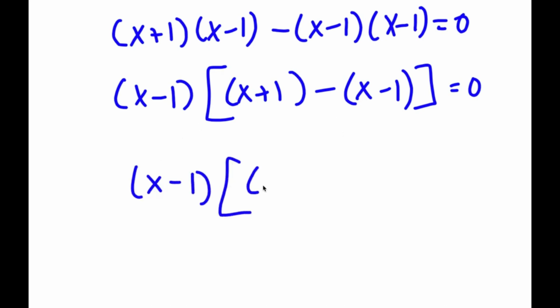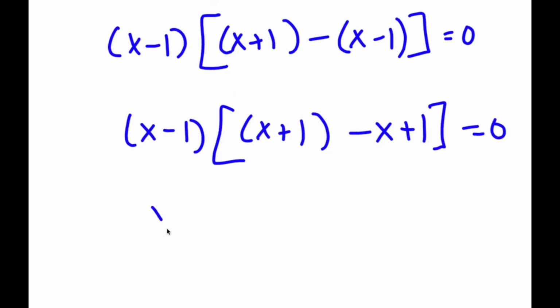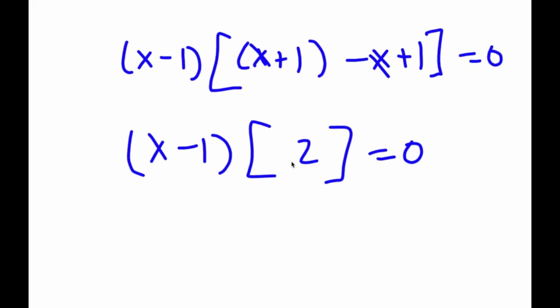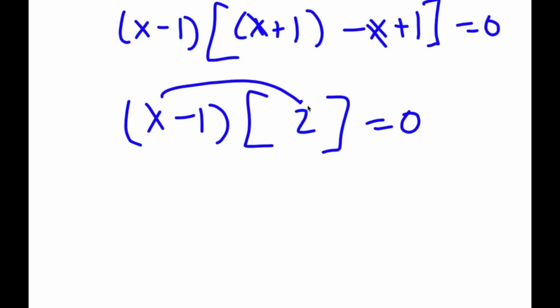Now this is equal to x plus 1 minus x plus 1, and these two x's cancel out, so all I'm left with is 1 plus 1, which is 2. So I have (x minus 1) times 2 is equal to 0. So now to solve this, I'm going to have to distribute the 2. So 2 times x is 2x, and 2 times negative 1 is negative 2. So I have 2x minus 2 is equal to 0.